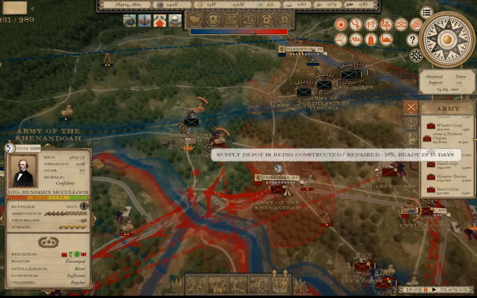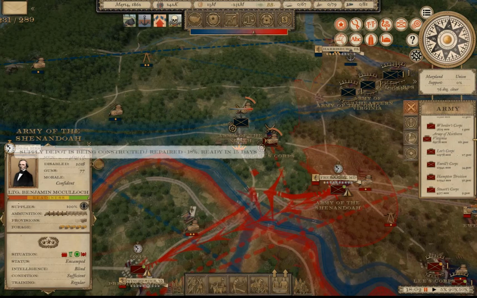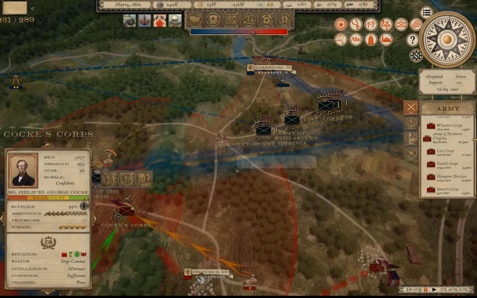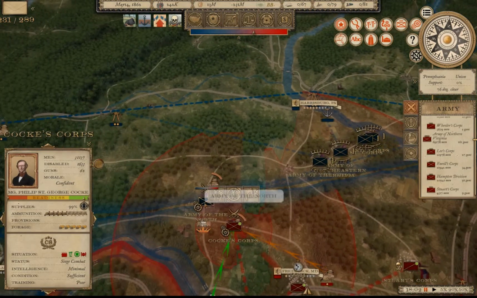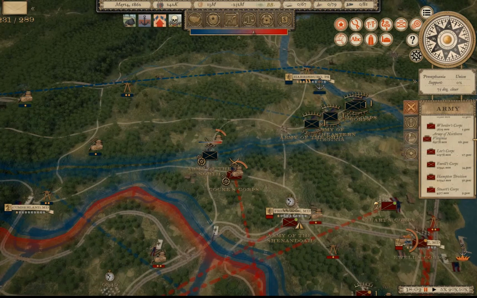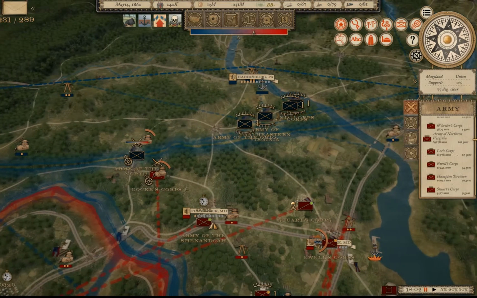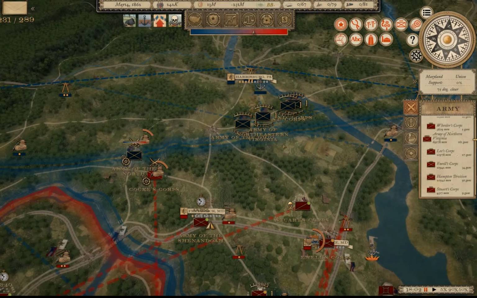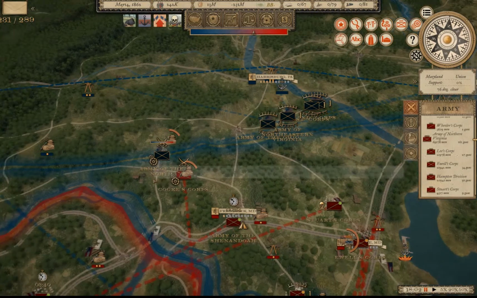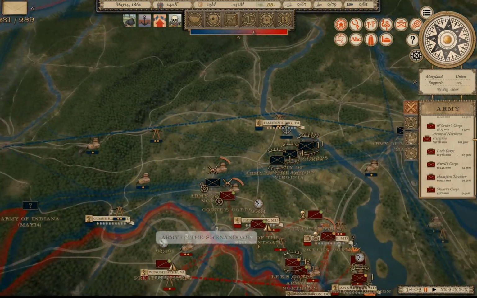So Cox's Corps is 31,000 strong, so a large corps for sure. He's gotten himself isolated by sieging this Army of the North, with at least 4 Union Army Corps that might be able to take him. It'll be interesting to see how that develops.